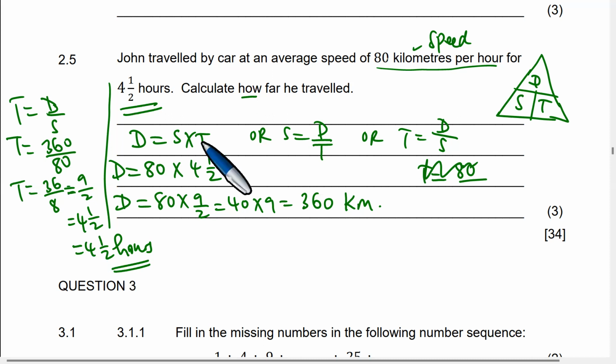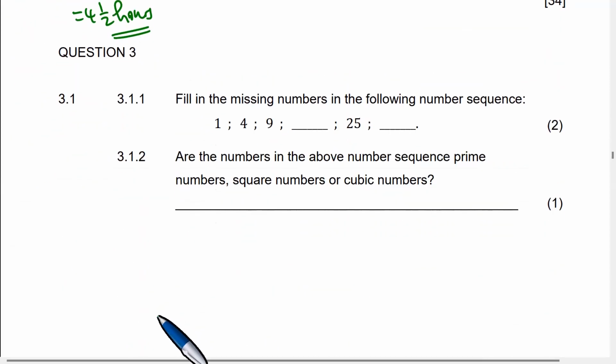Obviously, the time was given here. John traveled by car at an average speed of 80 kilometers per hour, for how many hours? 4.5 hours. Yes.